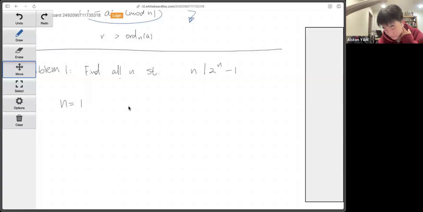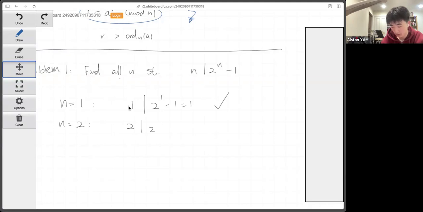We can do n equals 1. And then what we'll have is 1 divides 2 to the 1 minus 1, which is equal to 1. So that's good, right? That's true. That's very good. So we found a solution. Let's keep going. So we can do n equals 2.